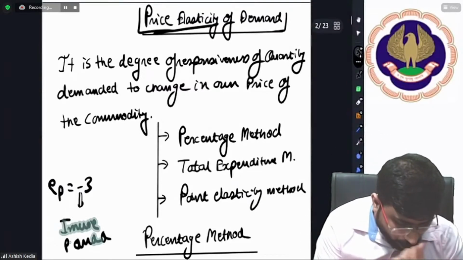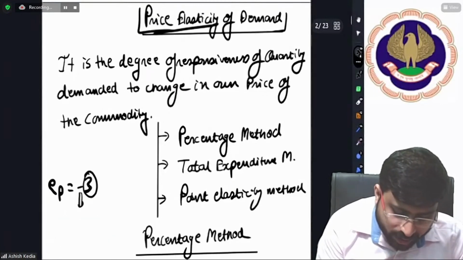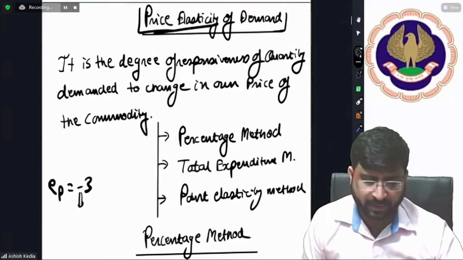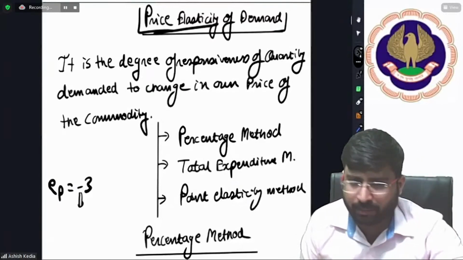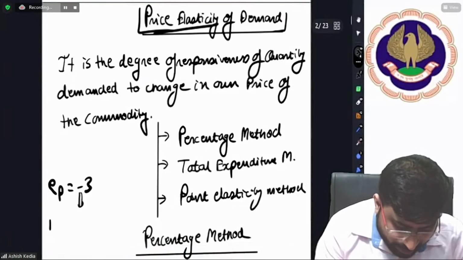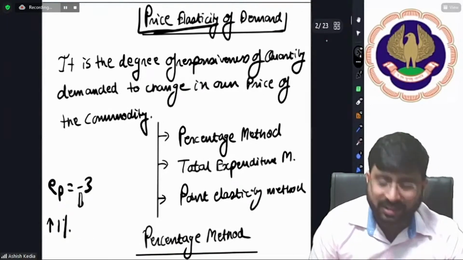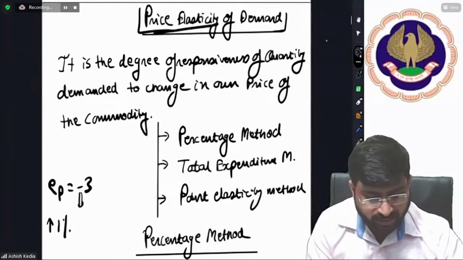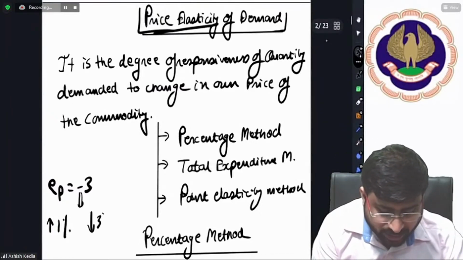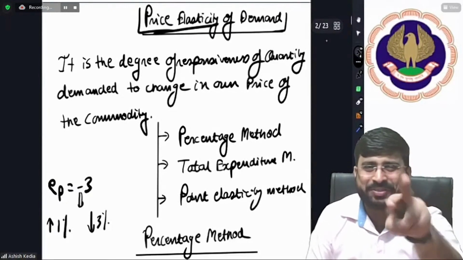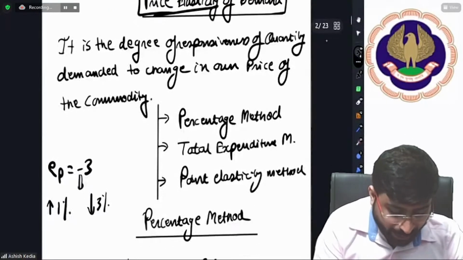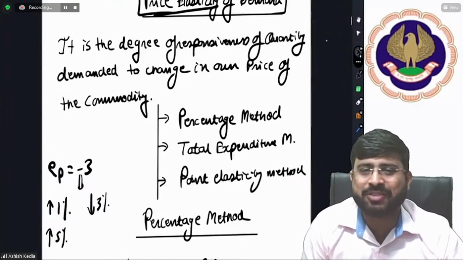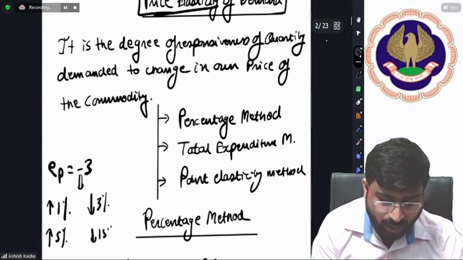But sir, what does this 3 indicate? What is the meaning of this number 3? It means, pay attention everybody, that every time price is rising by 1%, quantity is falling down by 3%. That is 1% into 3. Every time price is rising by 5%, quantity is falling down by 5 into 3, 15%.